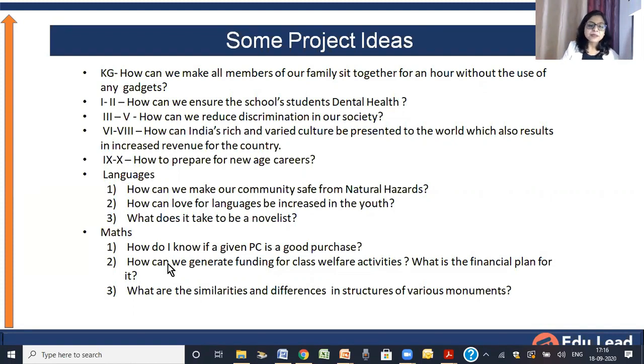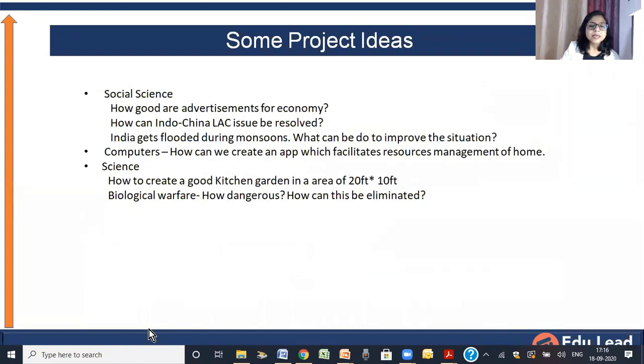For mathematics, it could be, how do I know if a given PC is a good purchase? How can we generate funding for class welfare activities, and what is the financial plan for it? What are the similarities and differences in the structures of various monuments? Some more questions for social science, like how good are advertisements for the economy?